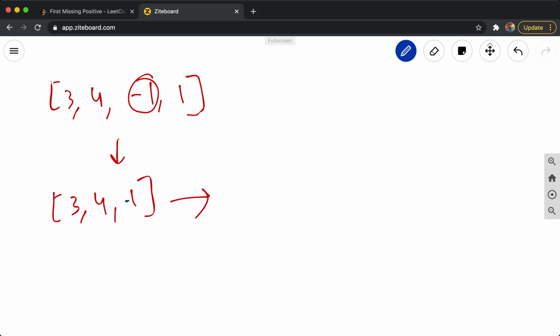To mark the presence of 4, we don't have to mark it because it's already out of bound, because in this array we have 3 elements and 4 is going out of that, so we don't need to mark it. But for 1, and you can see the 1 is here, so we'll mark this position as negative. Now the array we have is minus 3, 4, and minus 1.